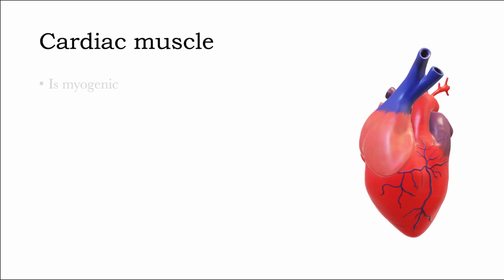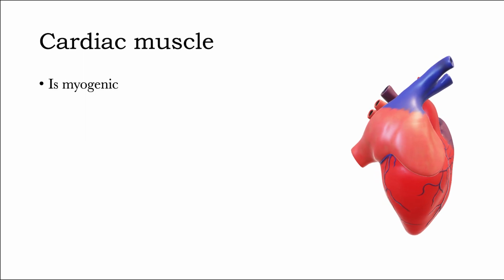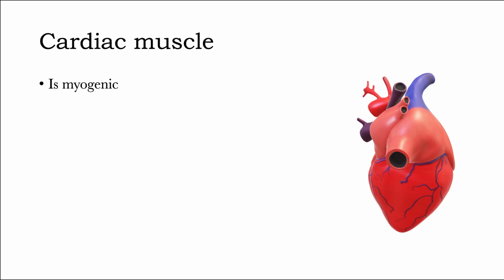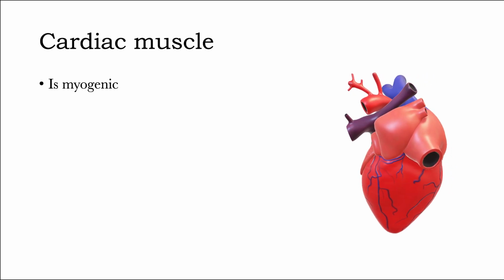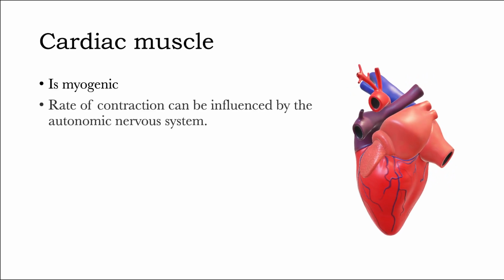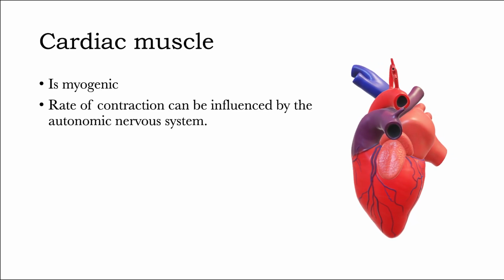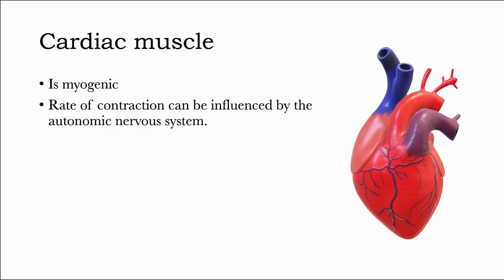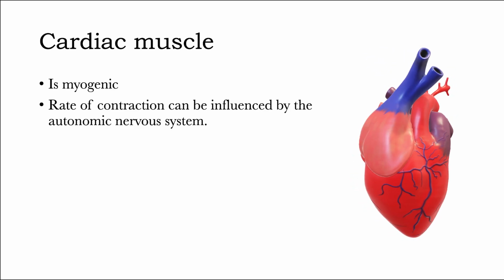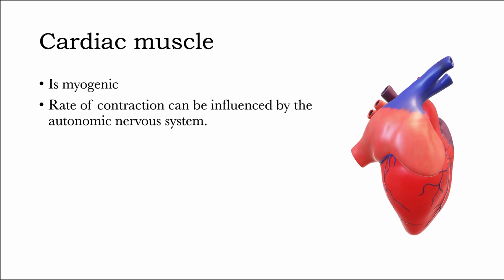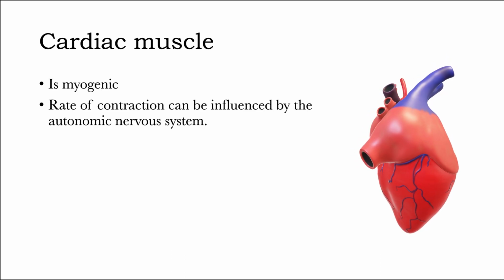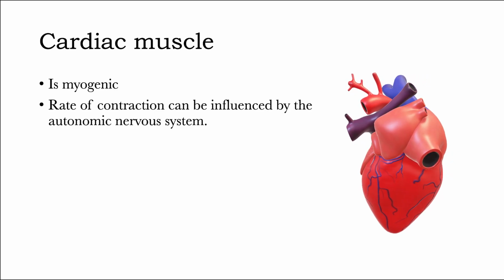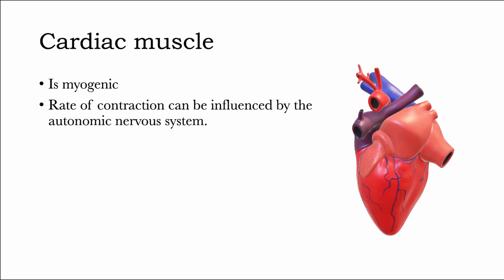The cardiac muscle is myogenic. What that means is that it controls its own heartbeat. It is responsible for how it is going to contract. The rate of contractions can be influenced by the ANS, the autonomic nervous system. In other words, the vagus nerve can slow it down, and your heart rate can be controlled by your brain. However, the heart being myogenic means it can continue beating even without the command of the brain.